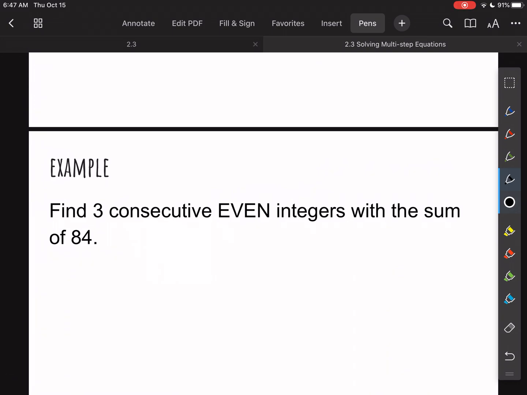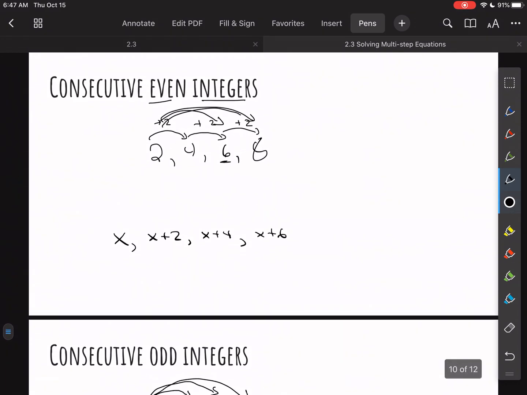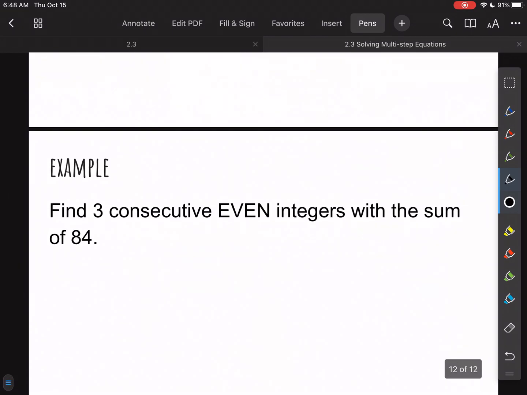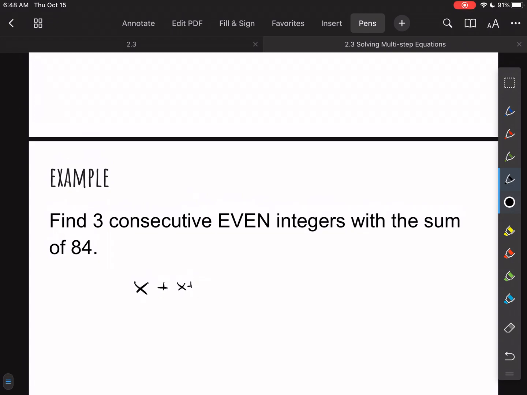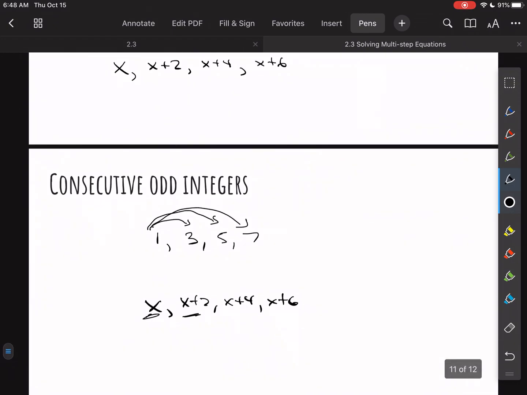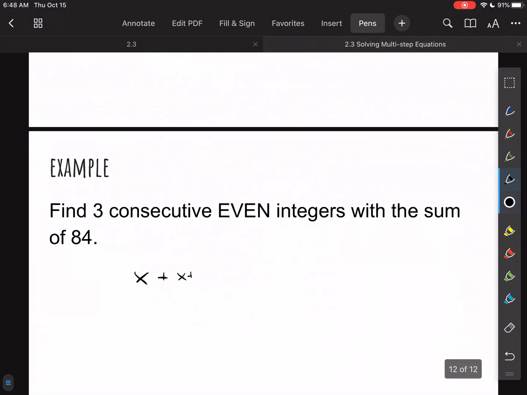So it says find 3 consecutive even integers with the sum of 84. Use this information that we just talked about here, guys. Let's just say that the first even integer is x. So x plus x plus 2 plus x plus 4. Those are 3 consecutive even integers, and the sum of them is equal to 84. What they want you to do now is combine like terms and solve this thing.